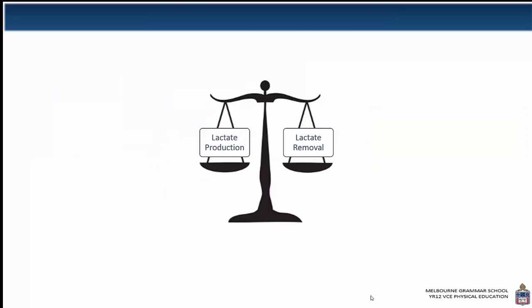So this concept of steady state is when lactate production is matched by lactate removal. As fast as lactate is produced, lactate is removed. So we're in a balance, and hopefully you can see that that's a steady state. Which energy system is dominant at a steady state? It's the aerobic energy system that's dominant here.